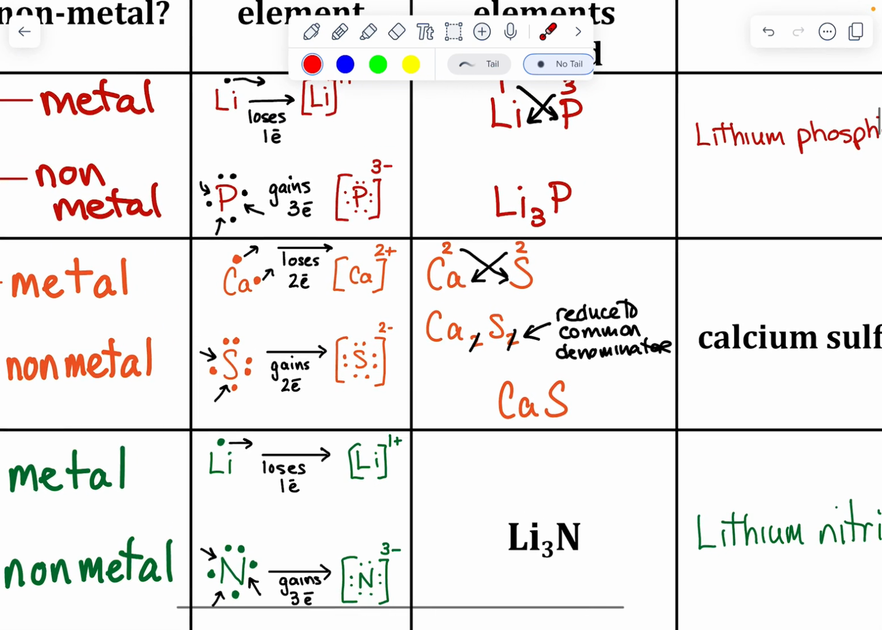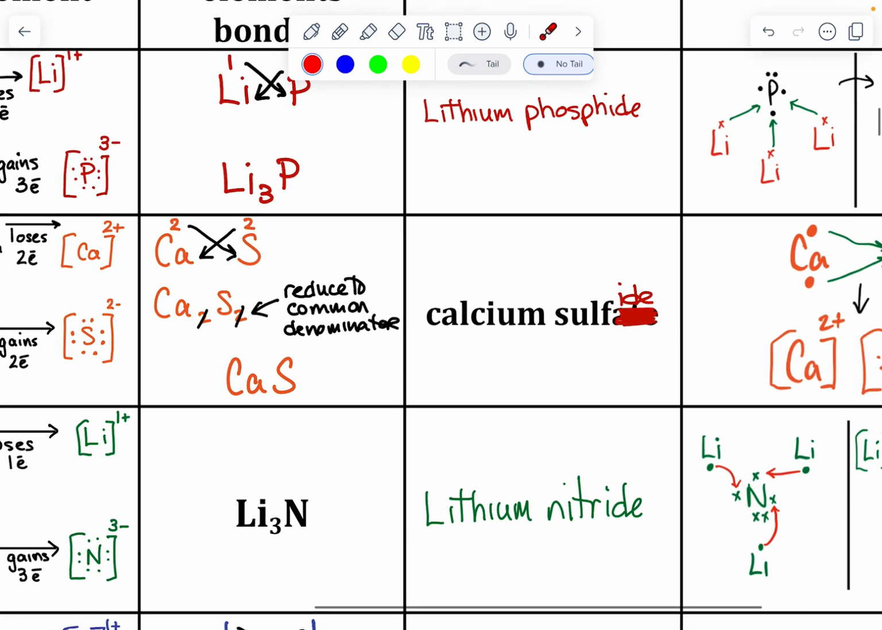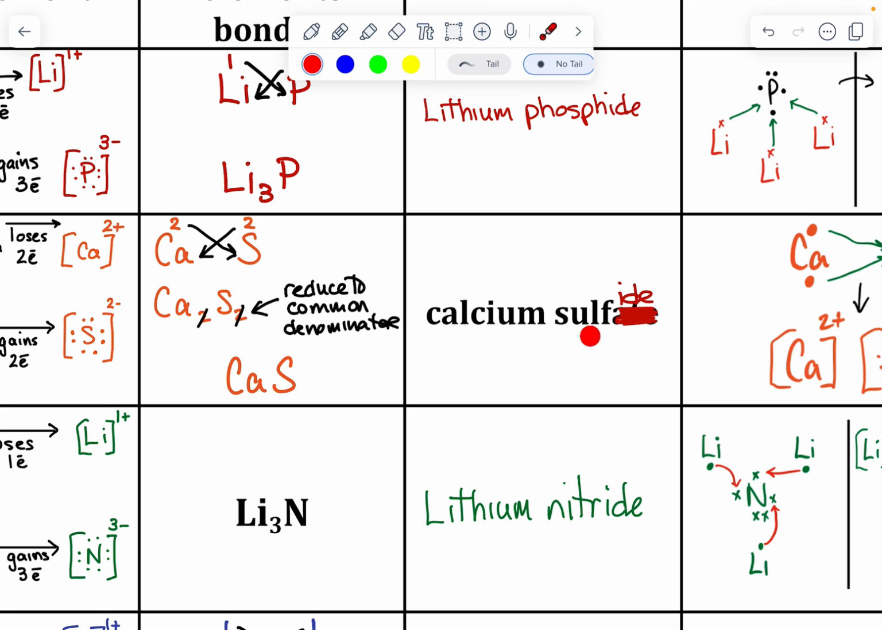To determine the formula, I have the crisscross rules. So calcium had an ion of 2, sulfur had an ion of 2. I crisscross them to be Ca2S2, but I can reduce that to the common denominator, so it's CaS. The name of that is calcium sulfide.